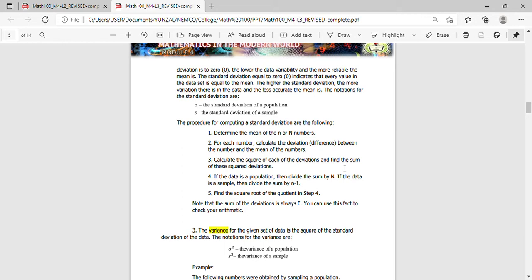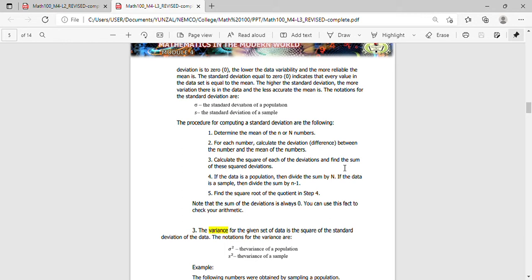And then pag naka-square na tanang data, we will add them. And then number 4 is if the data is the population, then divide the sum by n. If the data is the sample, divide the sum by n minus 1. So kung population siya, i-divide na nato sa 7, kay 7 man to kabuok. But if this is just a sample, we divide the sum to n minus 1. So, 6 rakan. 7 minus 1 is 6.